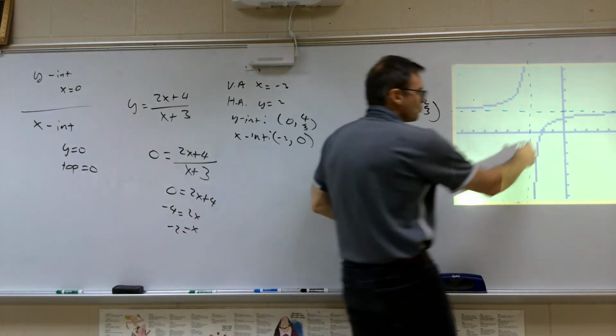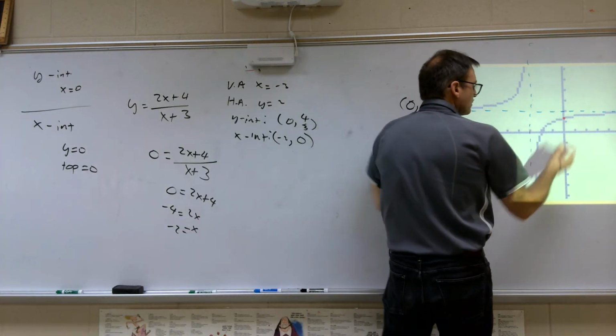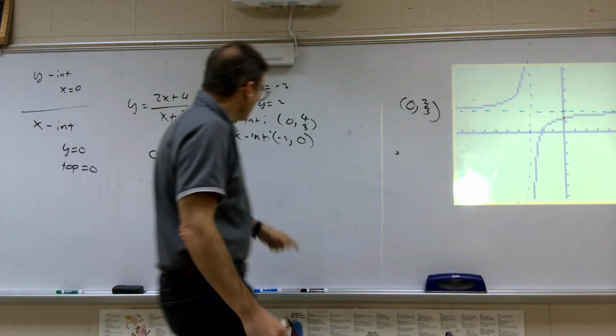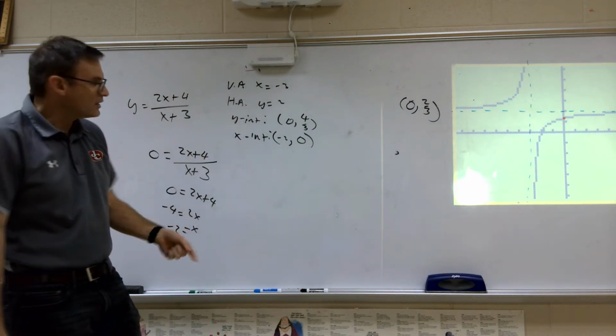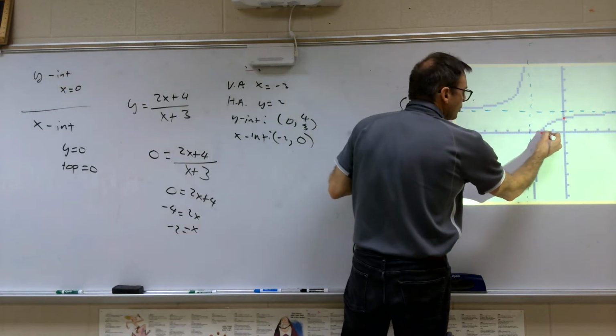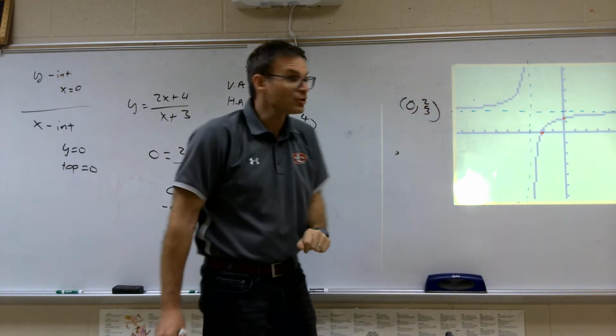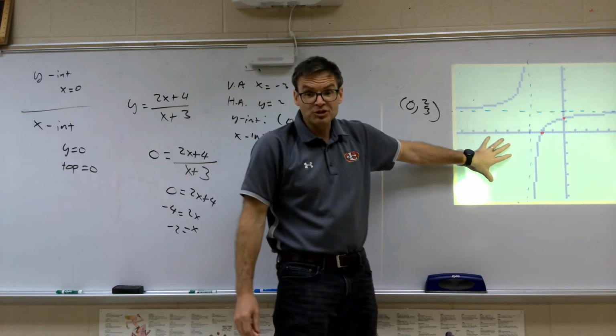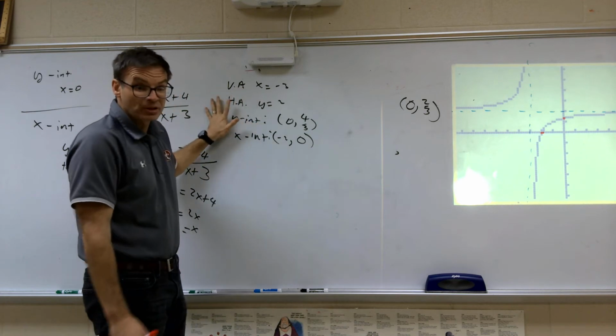And if I look at this, where does it cross the y-axis? Notice it crosses the y-axis at a spot a little bit bigger than 1. My x-intercept, where it crosses the x-axis, is at negative 2, 0. And so if you look, it crosses at negative 2, 0. And so this picture is representing this information.